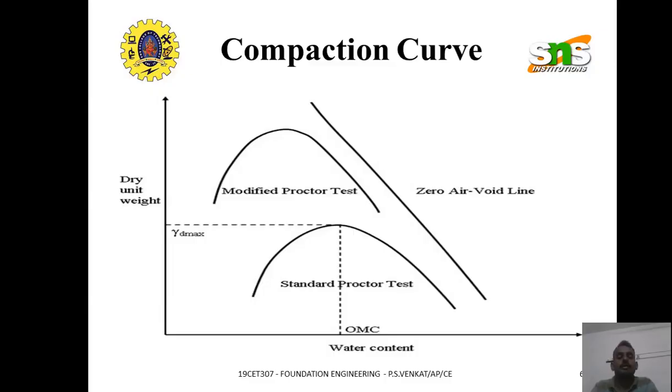Why? Because more compactive energy is involved and lesser water content is thereby needed in case of modified test. Whereas in standard Proctor test, more water content is involved to achieve the same maximum dry density, because we are using a 2.5 kilogram rammer instead of the 4.7 kilogram rammer used in modified Proctor test.